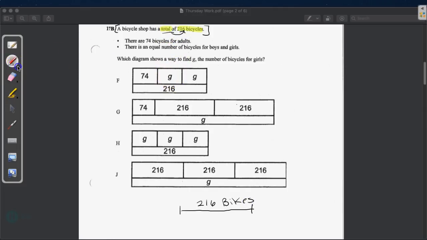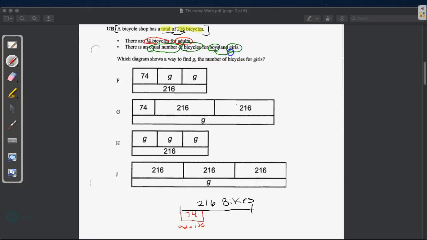Now your next sentence, your first bullet says there are 74 bikes for the adults. So I'm going to draw a little box here, and this is going to represent the adults. Now the adults got 74 bikes. That I know for sure. Next sentence, it says there is an equal number of bicycles for boys and girls.